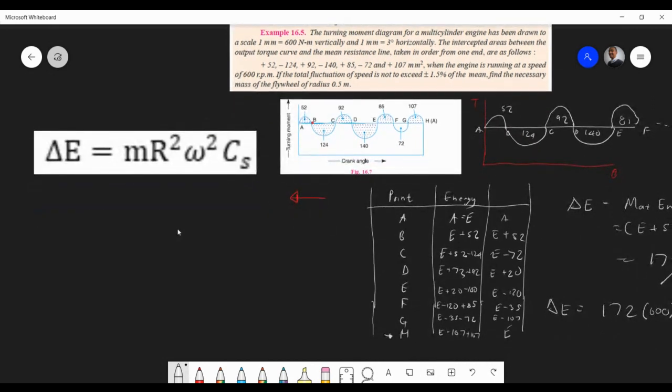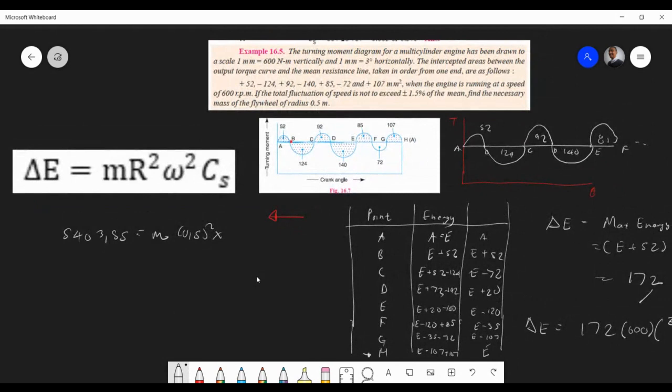So it's 5403.55 equals the mass we're looking for, times the radius, which is 0.5 of the flywheel, times omega, that's obviously the mean speed of 600, which you have to convert into radians, squared, and our coefficient of fluctuation, plus or minus 1.5%.